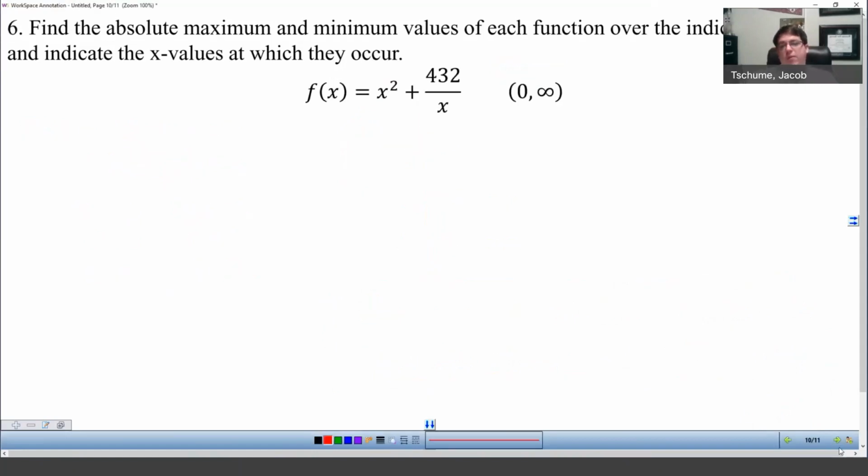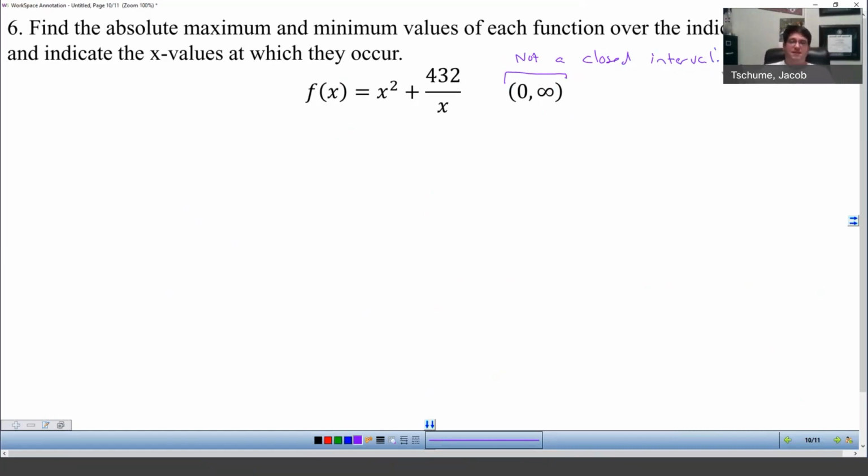All right, now we get to an issue where what happens if you don't have a closed interval? So we don't see this a lot, but here's one example to show you how it works. So same instructions. This time we're going to do f of x equals x squared plus 432 divided by x. Notice though that the interval is from 0 to infinity. This is not a closed interval.